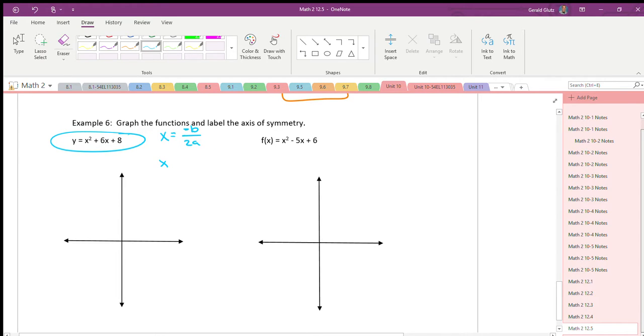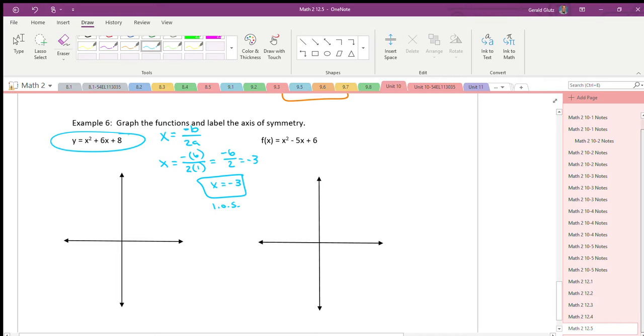So b is 6. I'm going to have x equals negative 6 divided by 2 times a. A is 1. So negative, oops, I just wrote the answer. Negative 6 divided by 2 is negative 3. So our line of symmetry, let me write this somewhere else so I don't block the graph: x equals negative 3.